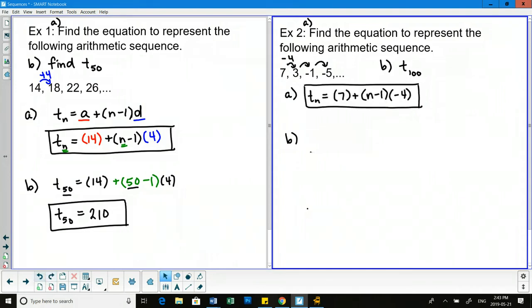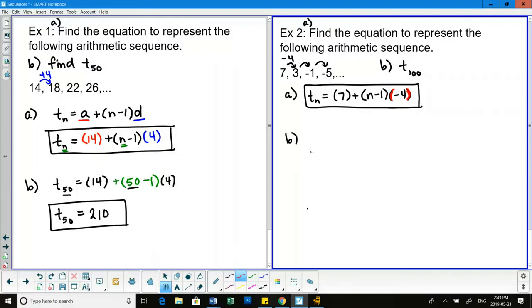There we go. Especially important that we write this -4 with brackets around it because we want it to be multiplied and not subtracted from the n minus 1. So make sure you have your brackets around there, especially for the negative part, right?